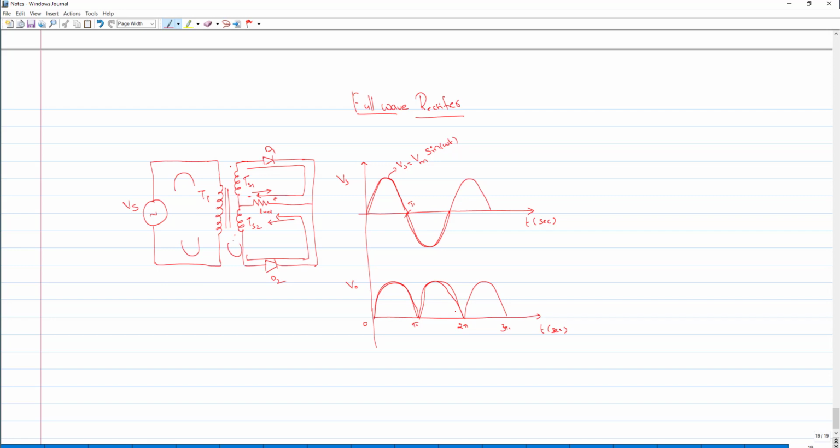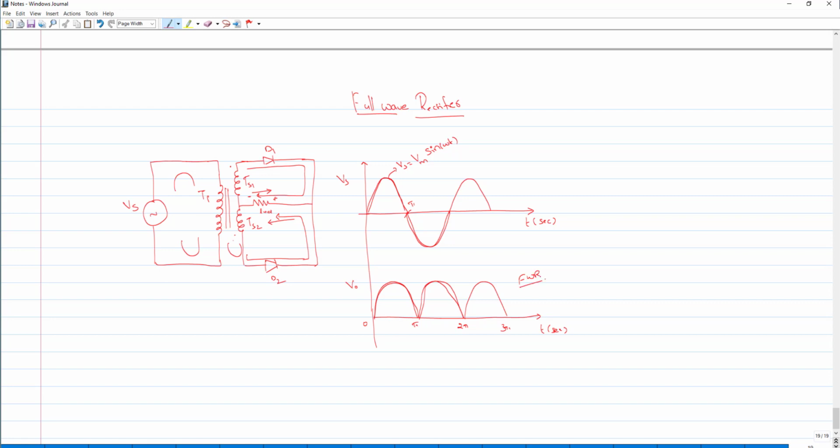Earlier, we were not taking the negative side of the waveform. In this one, the negative side of the waveform is also coming into positive. That means the full wave is getting rectified and transformed into the rectified portion. This type is called a full wave rectifier.